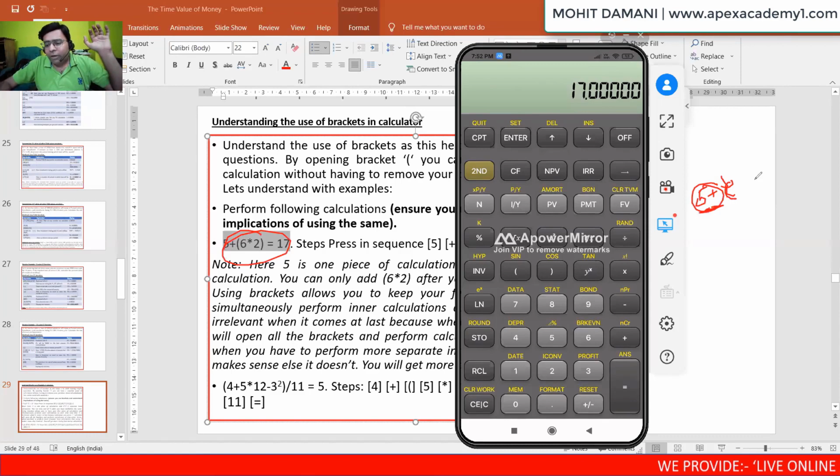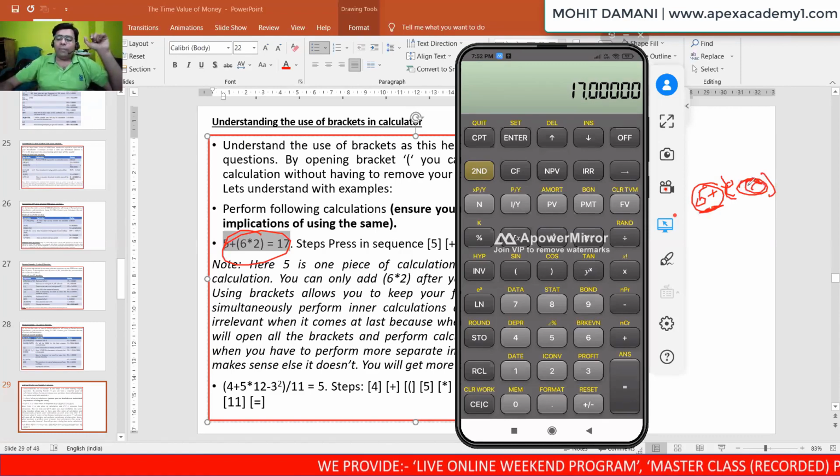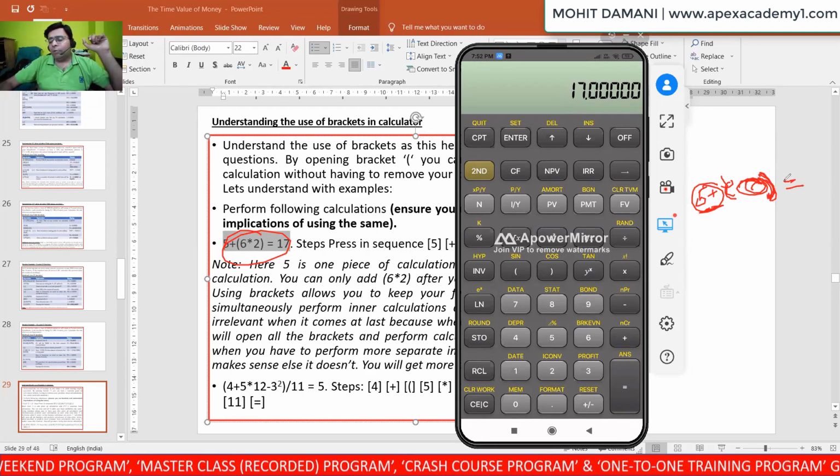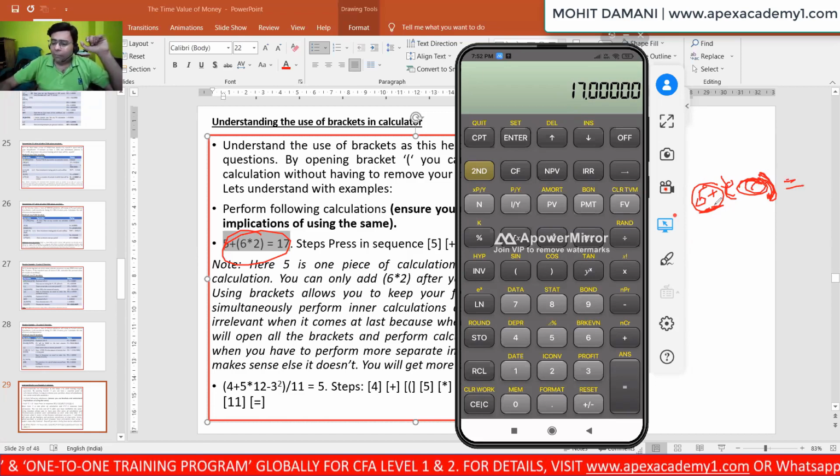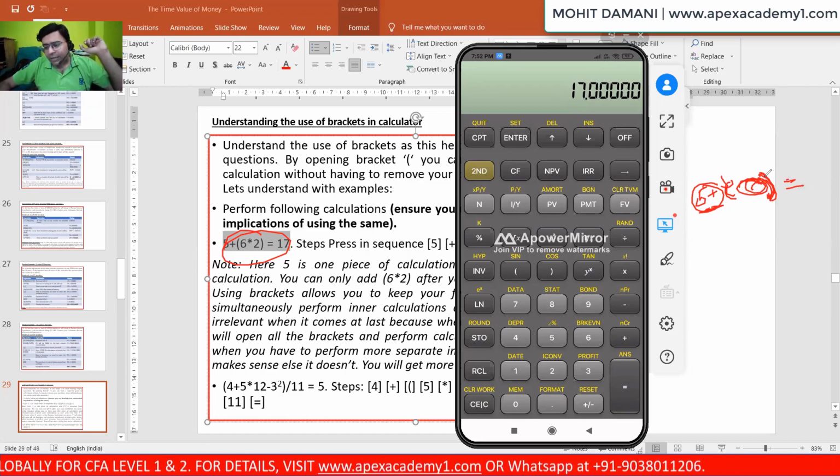The calculator will now perform all the functions that you are performing, all the calculation, only within the bracket till the time you press the button bracket close or equal to. If you press either of these two buttons, then the bracket will be removed and all the calculation will be done. Apart from that, it will not open it.